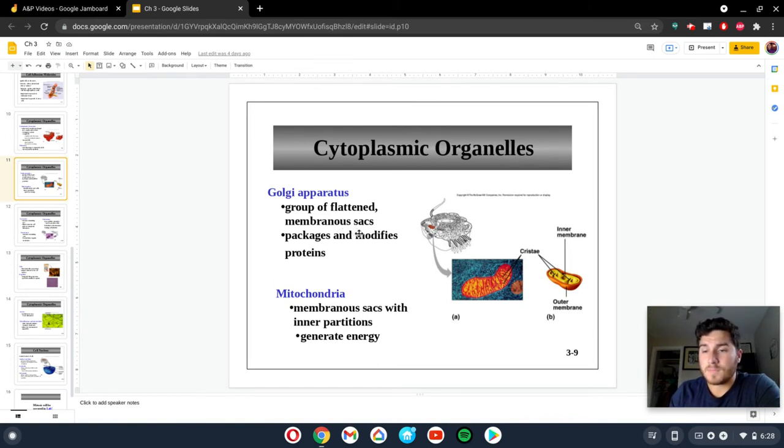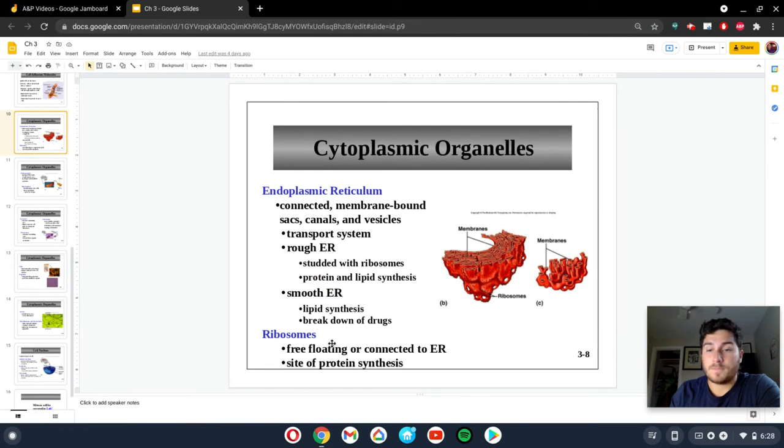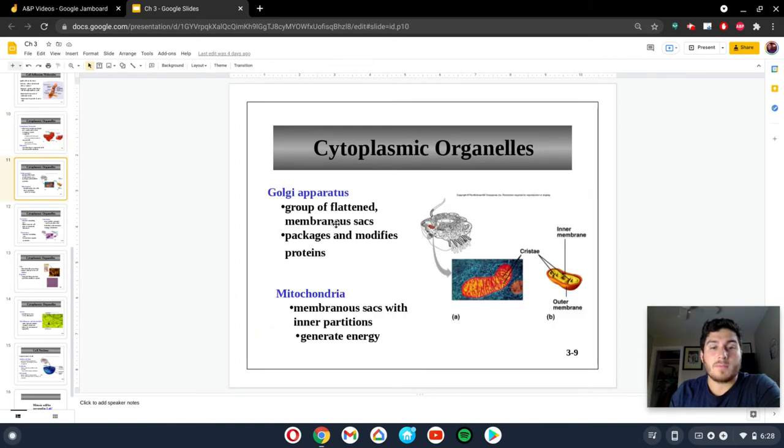So this is not a great example, but I think of this kind of like the UPS of our cells. So we make the proteins in the ribosomes, and then we take those proteins, we modify them, we get them ready, we prepare them, and we put them in packages. Not literally, but we package them, we prepare them so that we can ship them to other parts of the body.